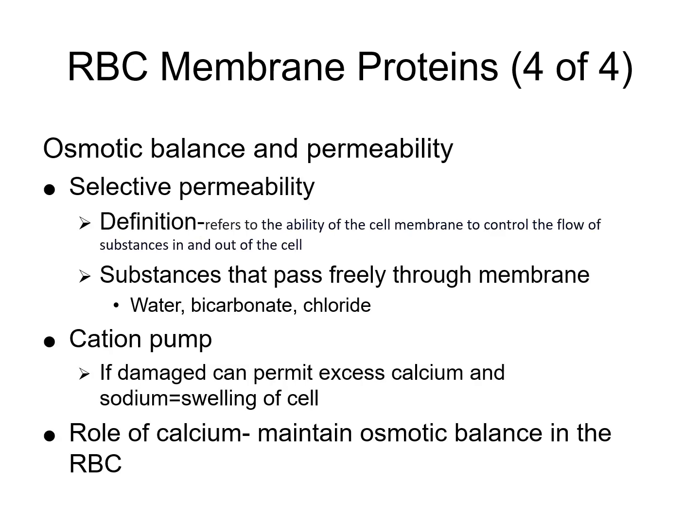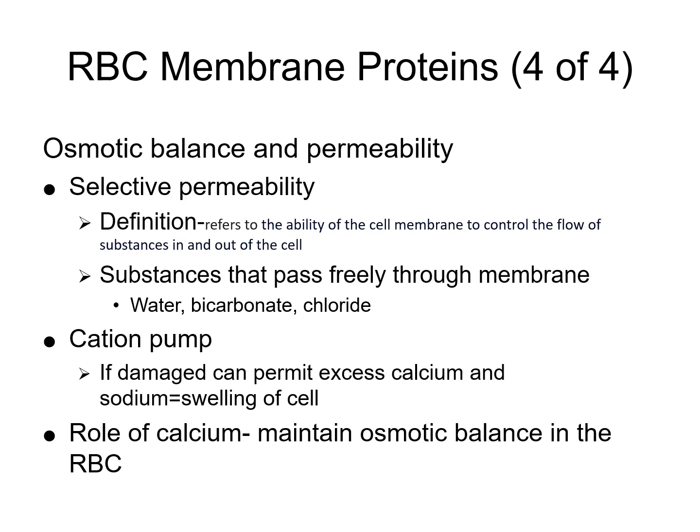And then we have osmotic balance and permeability. The definition: selective permeability refers to the ability of the cell membrane to regulate the movement of substances into and out of the cell. This property allows the cell to maintain internal homeostasis by controlling the internal environment. Substances that can pass freely through the membrane include certain small or uncharged molecules that can diffuse freely across the membrane, including water, bicarbonate, and chloride. These molecules can move passively following their concentration gradients.